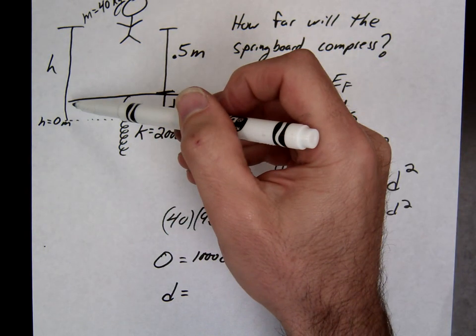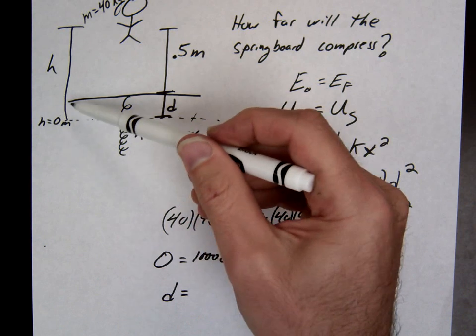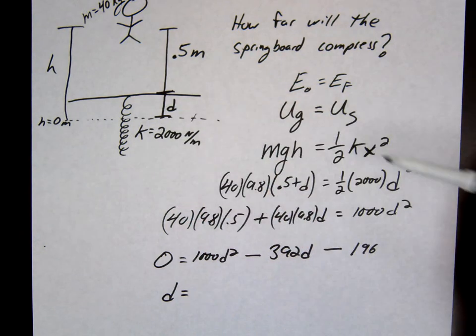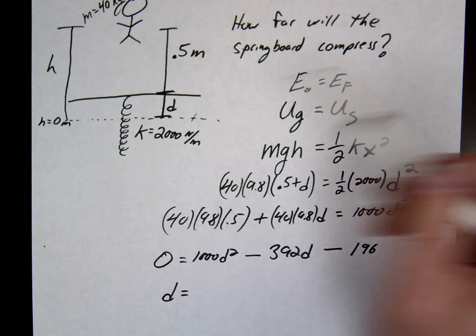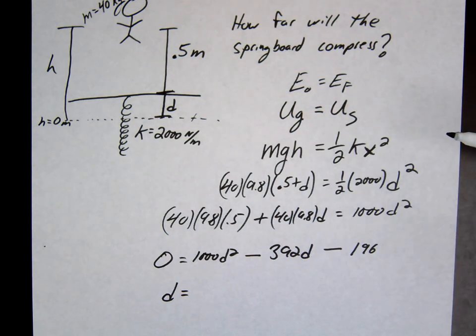You could set h equals 0 here. Then here, though, it would be UG equals US plus UG. You would still have some negative UG going down.